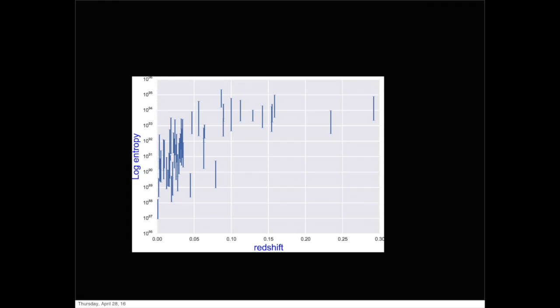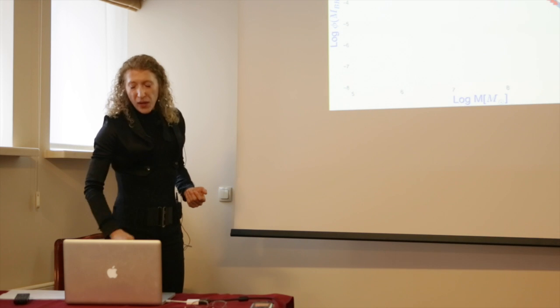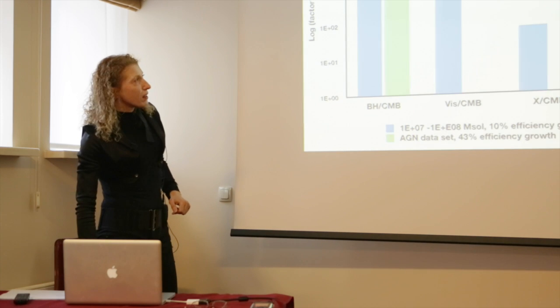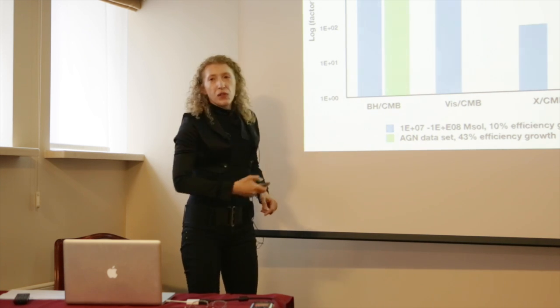However, because we have supermassive black holes in our close vicinity, for the calculation of their entropy we use this integral function, which arises from the 2MASS catalog surveys, and we can see how our data are well matching the information from the catalog. So we used this integral mass function to calculate the factor of energy input into intergalactic space from black holes in comparison to the cosmic microwave background. And we can see that from our database, the potential contribution of energy from black holes is much larger than predicted by Lineweaver et al., which is comparable to the visible.